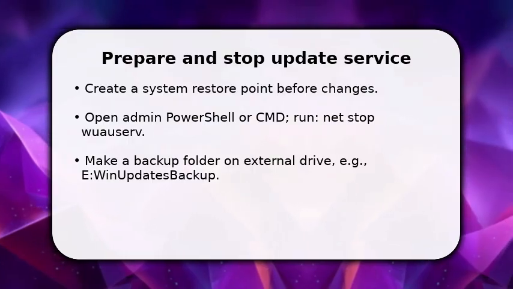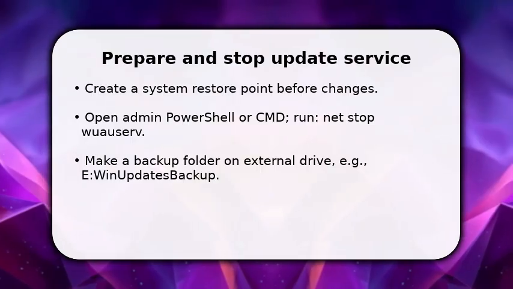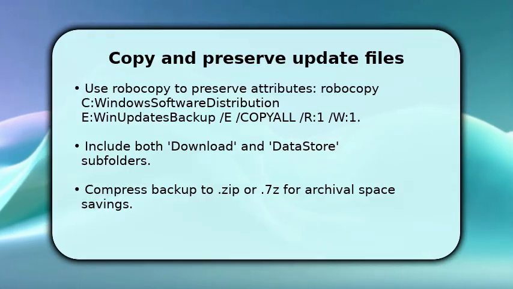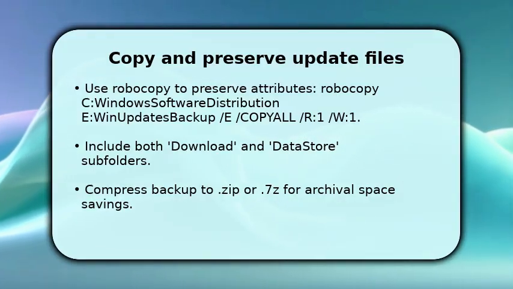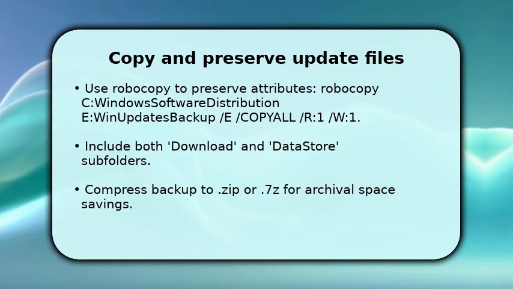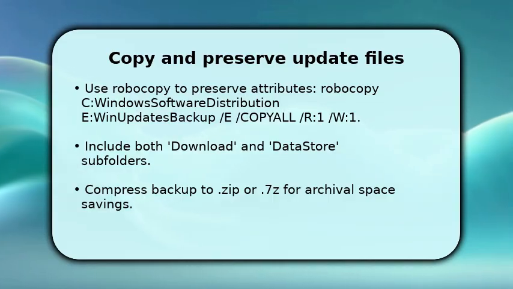Now copy the SoftwareDistribution contents using a tool that preserves ACLs and timestamps. For reliability, use robocopy. Robocopy C:\Windows\SoftwareDistribution \WinUpdatesBackup /e /copyall /r:1 /w:1. Also include both the Download and DataStore subfolders because they contain installers and metadata.